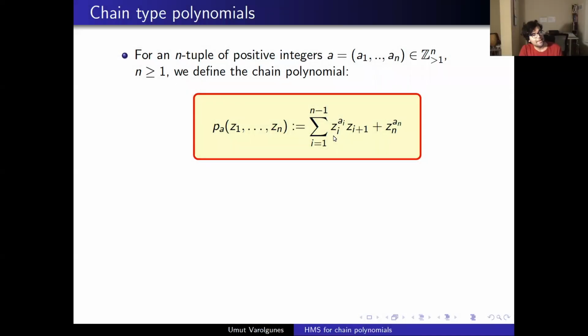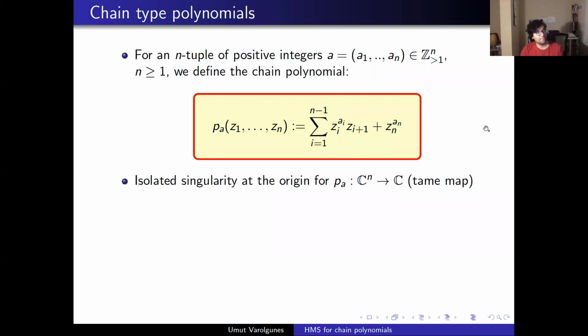until I get to the very end where I have Zn-1 to the An-1, Zn, plus in the end I end up with Zn to the An. The special case is when n equals 1, and then this sum is just empty, nothing from 1 to 0, so I just end up with Zn to the An. Okay, so these are my polynomials.